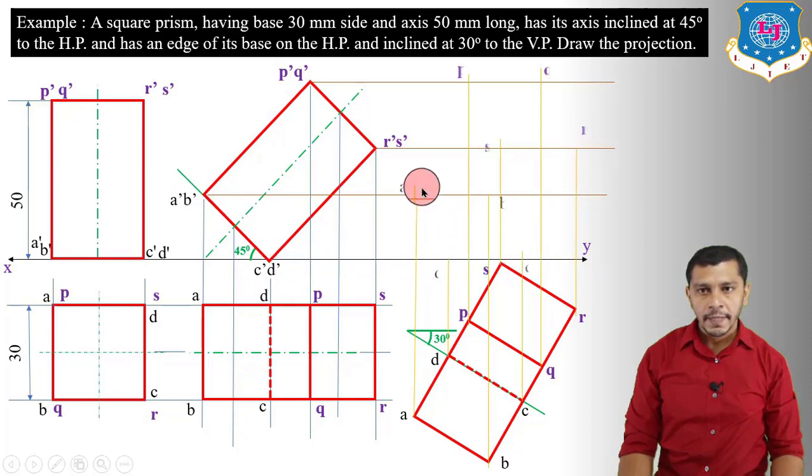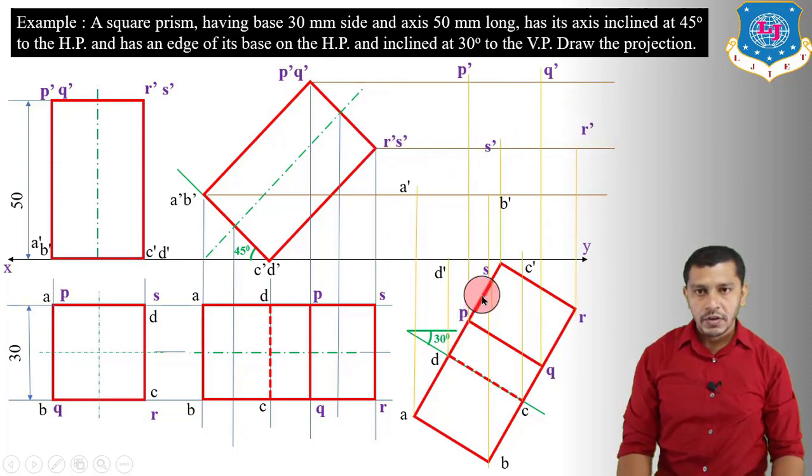So here we will get A dash, this point will be B dash, projector of P, locus of B. Here we will get P dash, projector of C, locus of C. Here we will get C dash, projector of D, locus of D. Here we will get D dash, again projector of P, locus of P. Here we will get P dash, projector of Q, locus of Q. Here we will get Q dash, projector of R, locus of R. Here we will get R dash, and projector of S, locus of S. Here we will get S dash.